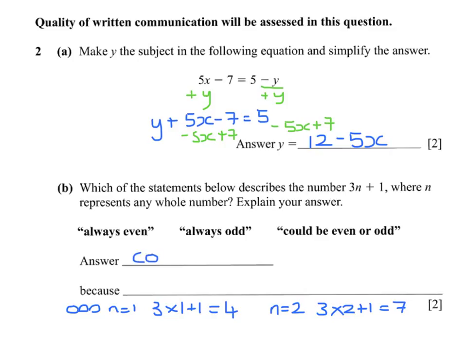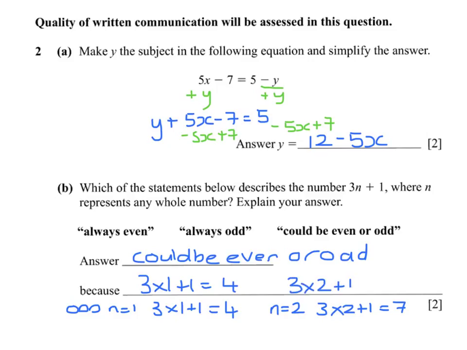So the answer is that it could be even or odd. And we can then show these two examples. 3 times 1 plus 1 is 4. 3 times 2 plus 1 is 7.